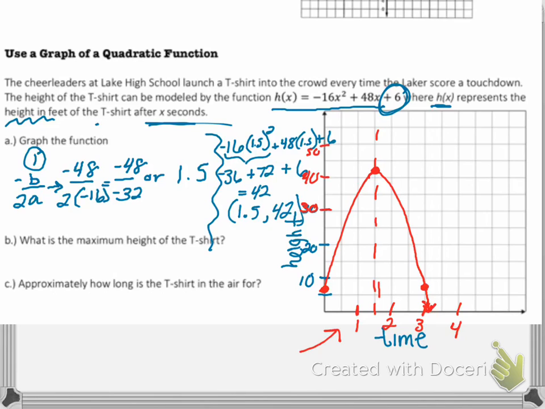And so that allows me to answer part B and C. So what is the maximum height of the t-shirt? We just said it is 42 feet. How long does it take the t-shirt? First of all, it took 1.5 seconds to reach its max height, but how long is it in the air before it hits the ground? And I would say it's approximately 3.1 seconds. That's when the height is 0.